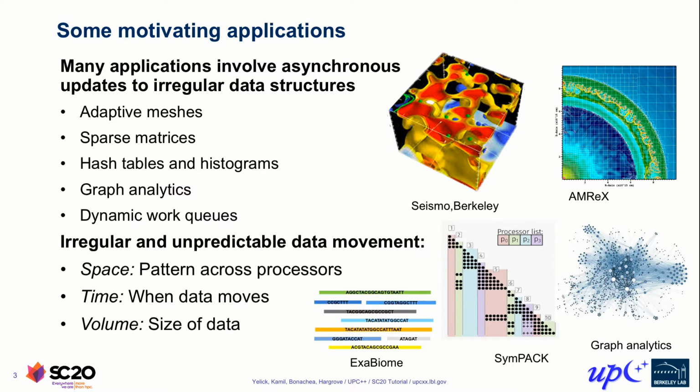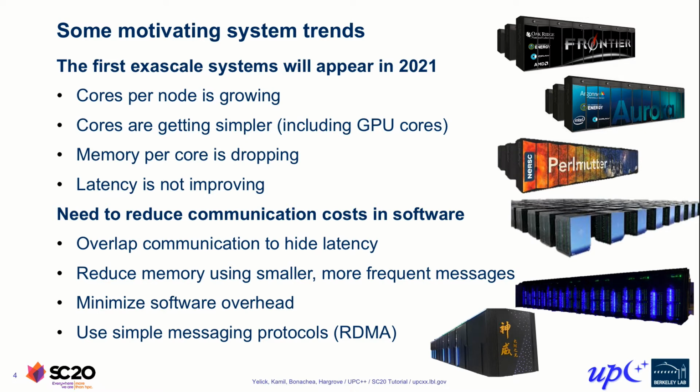There are also architectural trends that motivate UPC++. As we look forward to the exascale systems that will start appearing next year, or look at the pre-exascale systems that exist today, some trends have shown up relative to systems over the last decade or two. The number of cores per node has been growing steadily. The cores are getting simpler, including the cores that exist on accelerators such as GPUs. The memory per core is dropping, and the latency between nodes, the communication latency, is not improving.